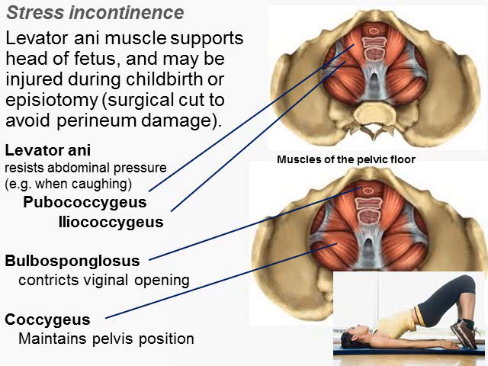The coccygeus is a large muscle you can see there in the pelvic floor that is going to help maintain pelvic position and keep that pelvis aligned with the spine properly. If you're wondering what that picture's about, that's a woman doing Kegels. There's various ways to strengthen the muscles of the pelvic floor.